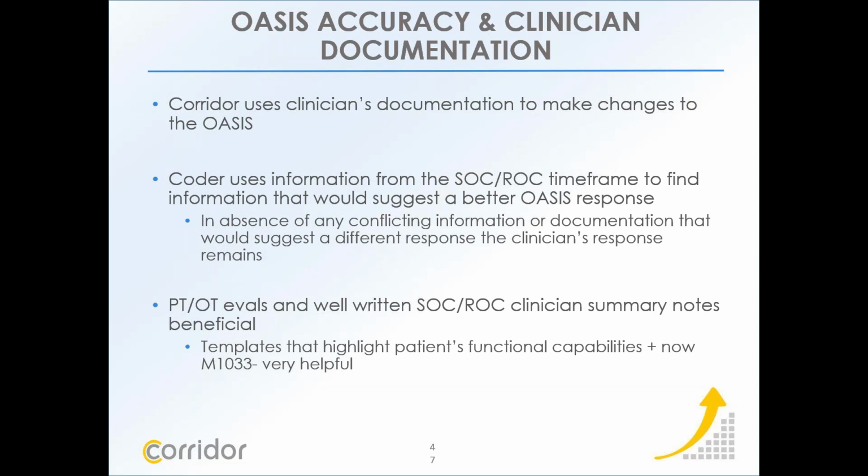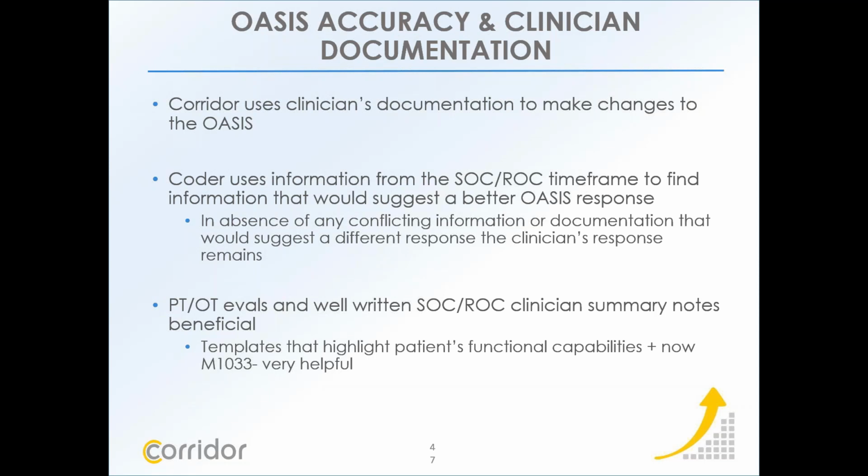If a clinician has scored an item a certain way and there's no supporting documentation for that response, or there is nothing to say it should be different, the clinician's response will remain the same. Like in the example I had used earlier with M1830, the clinician had scored M1830 as a 2, needing intermittent assistance for things like getting in and out of the tub, and there was nothing to suggest that the patient required continuous supervision due to safety concerns or any other conflicting information that may be found in the OT note. The clinician's response is just going to remain the same.